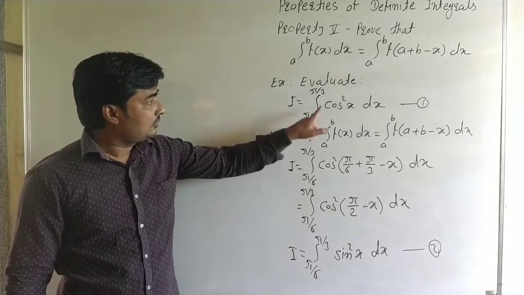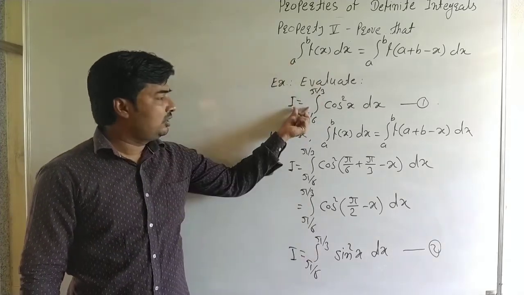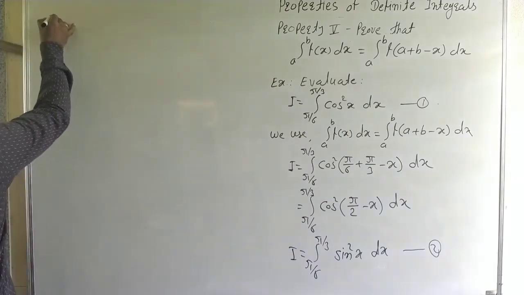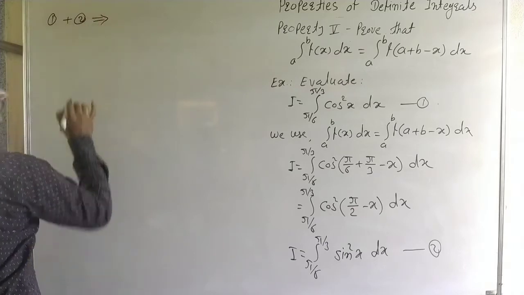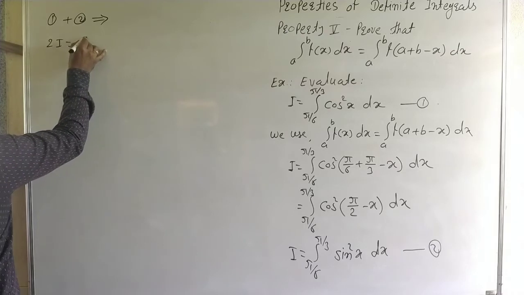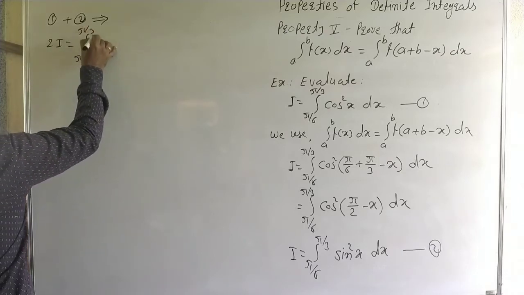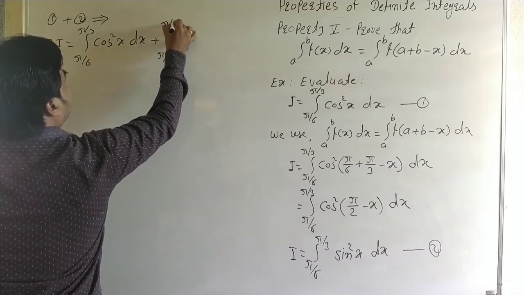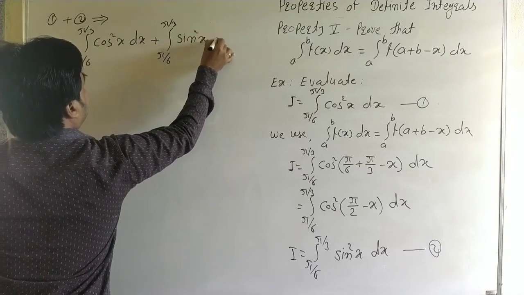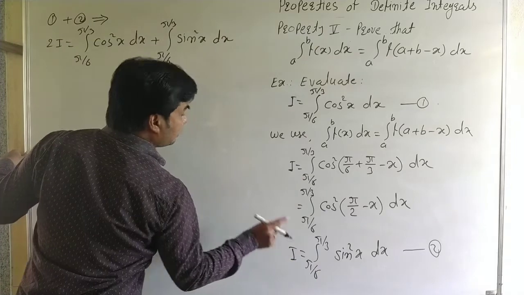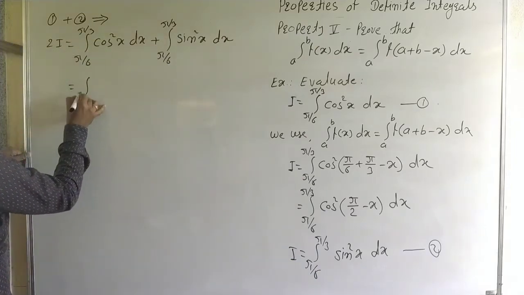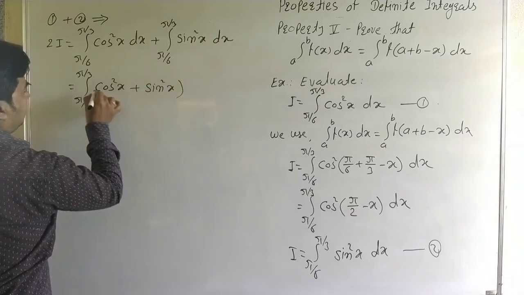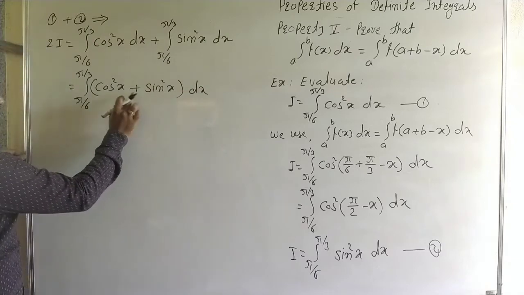Now we add both the integrals, the original integral and the one we get after using the property. Adding equation number 1 plus equation number 2, this gives 2I, since I plus I is 2I, equal to the integral from pi by 6 to pi by 3 of cos square x dx plus the integral from pi by 6 to pi by 3 of sine square x dx. Combining the integrals, we get the integral from pi by 6 to pi by 3 of (cos square x plus sin square x) dx.